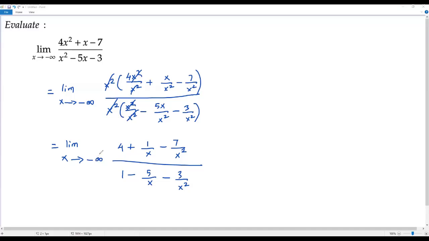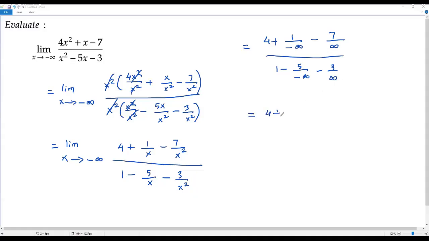Now we can plug in the given limit for x, that is negative infinity. So we get 4 plus 1 over negative infinity, minus 7 over x². What happens when I plug in negative infinity for x² here? Because of the even exponent, when I plug in a large negative value for x, it becomes a very large positive value, that is positive infinity. In the denominator, 1 minus 5 over negative infinity, minus 3 over x², for the same reason x² is positive infinity.